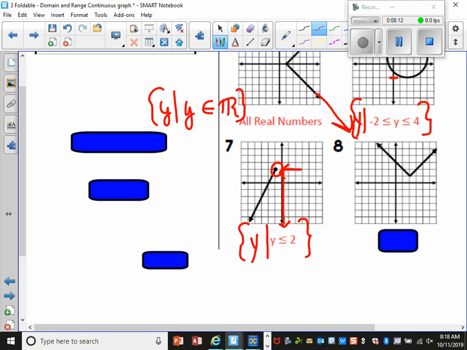All right, in question number 8, here's my y value right here. So the y starts at what number? At 1. And then what happens to the y as this graph continues to extend out? The y's will get larger or smaller? It'll get larger. So your answer is y such that y is greater than or equal to 1, because it starts at 1 and continues to get larger.